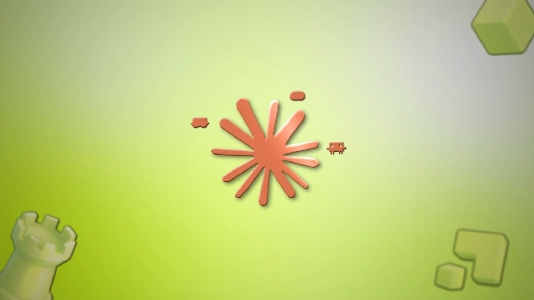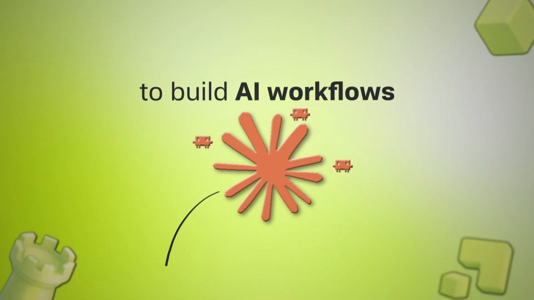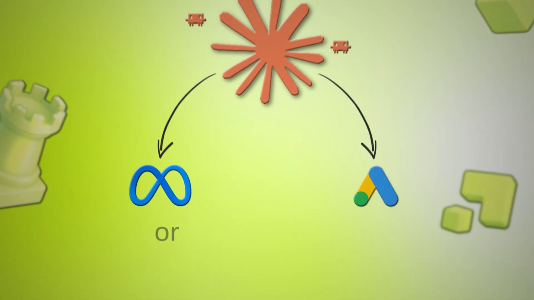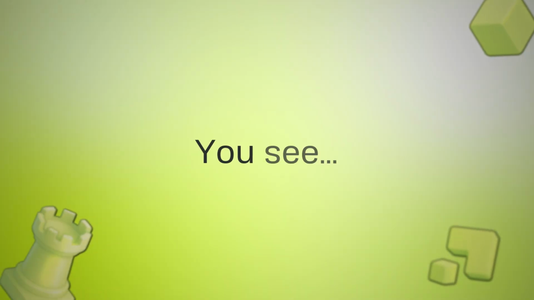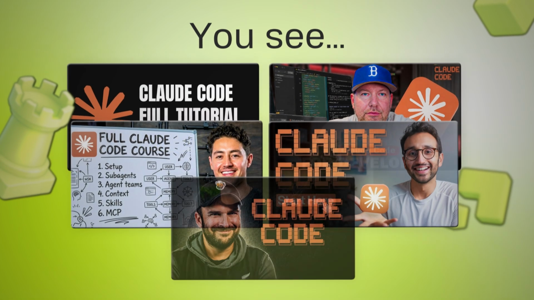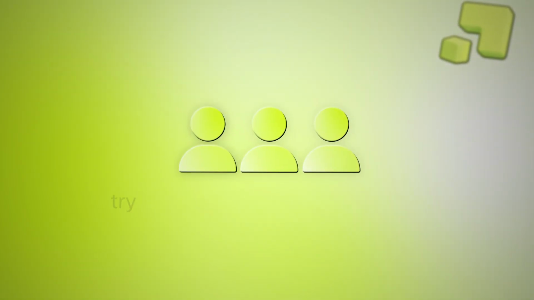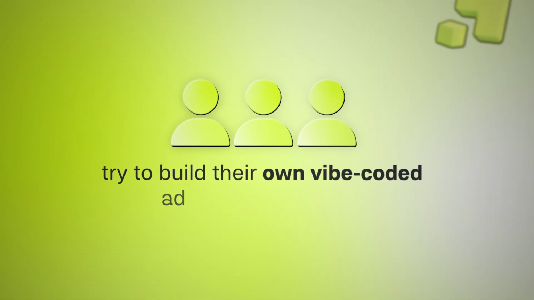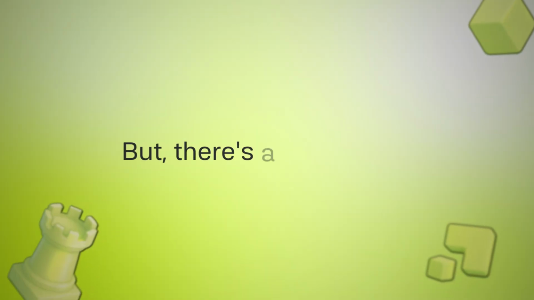If you've been using Claude Code to build AI workflows for analyzing Meta ads, Google ads, or any type of ads really, it probably works great at the beginning until you start running more and more campaigns, or you try running them across more than one ad platform. You see, since all the hype around Claude Code started, I've been watching dozens of teams try to build their own vibe-coded ad analytics platform, and almost all of them fail. But there's a better way.